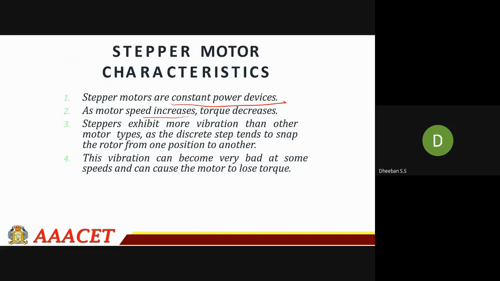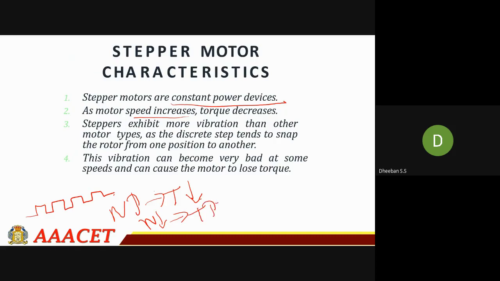So as the motor speed increases, as I said, the motor speed will depend upon the frequency of your input pulses. As this n increases, your torque decreases. So if your speed is very low, your torque will be very high.